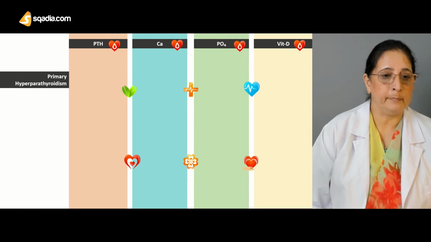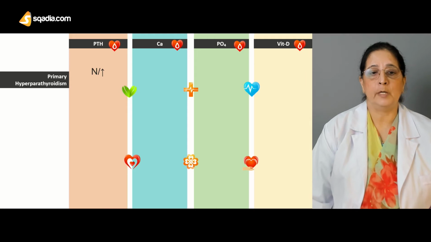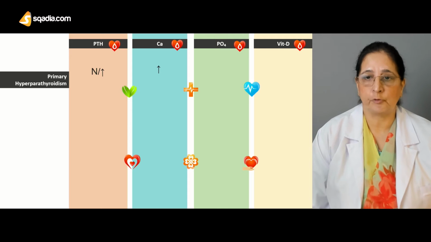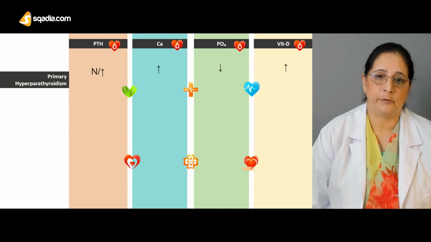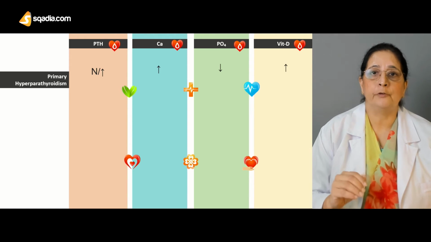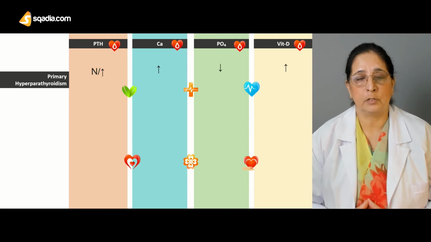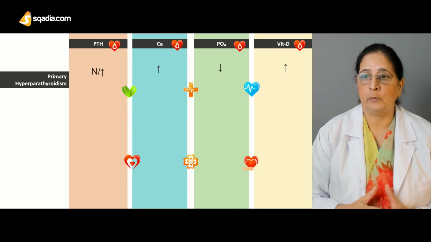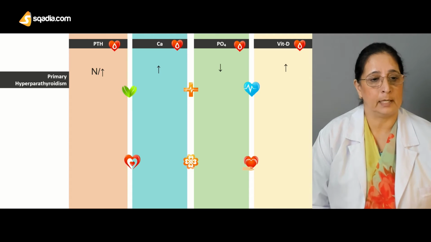If we talk about primary hyperparathyroidism, then the parathyroid hormone is increased or maybe normal. The calcium level is increased, phosphate is decreased, and vitamin D is increased. Hyperparathyroidism, remember, causes increase in the level of calcium and decrease in the level of phosphate by causing increase in the excretion of the phosphate level. So these are the changes that occur in primary hyperparathyroidism.